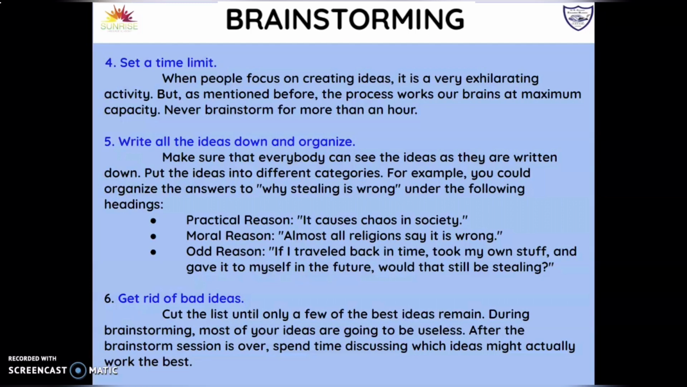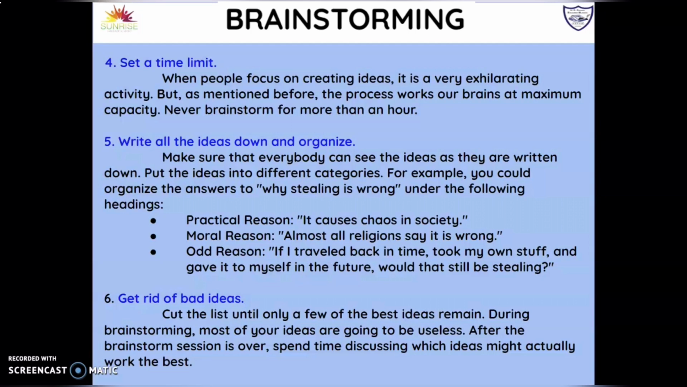Write down all the ideas and organize them. It's important that everything you come up with is written on paper so you can see it later. What you can do is put the ideas into different categories. For example, you could organize the answers to why stealing is wrong under the following headlines: practical reason, moral reason, odd reason. Everything that comes to your mind has a specific place on your paper.